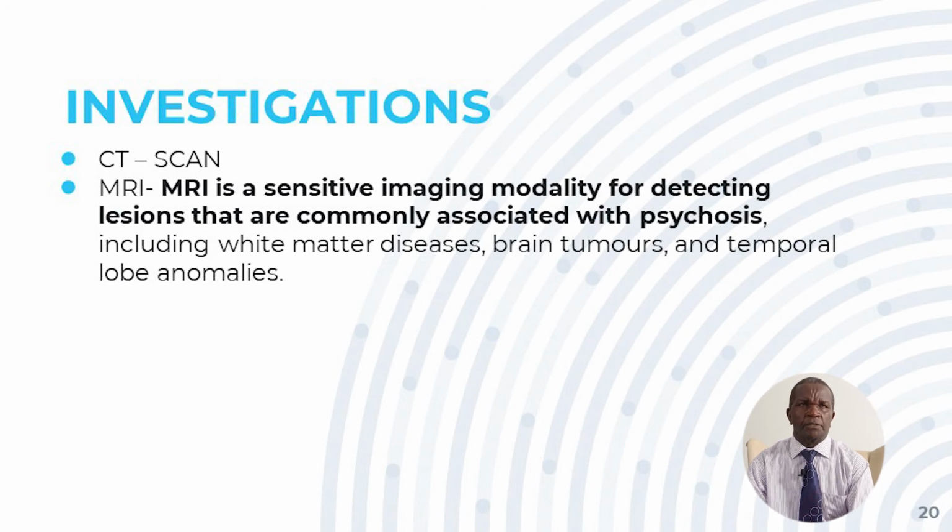Other investigations are CT scan, and then you can also do MRI. MRI is a sensitive imaging modality for detecting lesions that are commonly associated with psychosis, including white matter disease, brain tumors, and temporal lobe abnormalities.